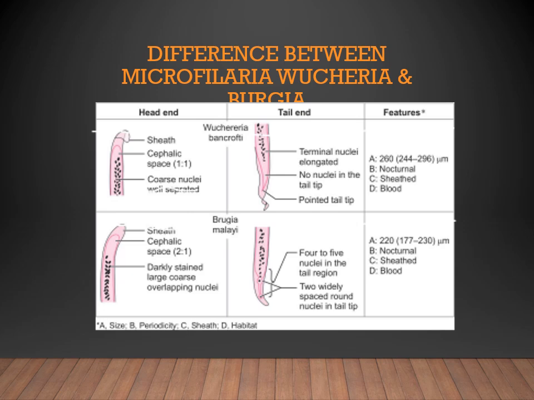So here you can see the tail end. In the tail end of Wuchereria bancrofti, there are no nuclei in the tail tip. Whereas in Brugia, there are two widely spaced round nuclei in the tail tip. So the two nuclei in the tail tip are present in Brugia but absent in Wuchereria. Second, in Wuchereria, the nuclei which are present are well separated, whereas in Brugia, they are overlapping. So those are the two differences you should know between both microfilariae.